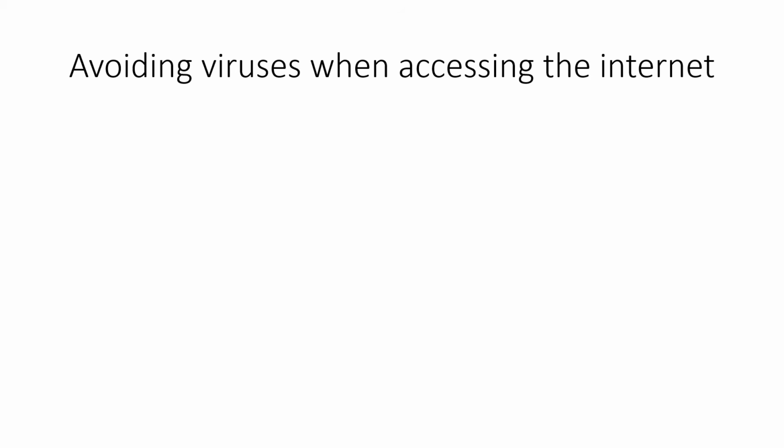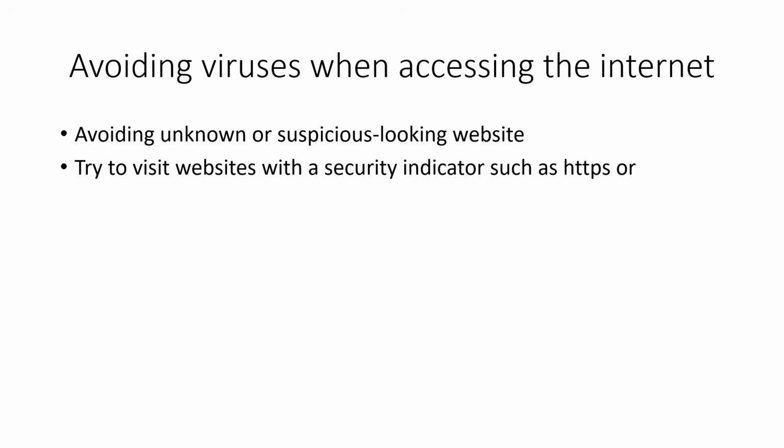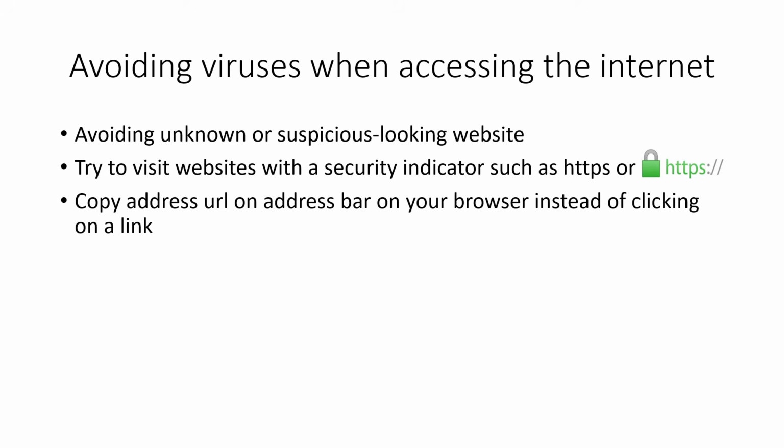Avoiding viruses when accessing the internet. Avoiding unknown or suspicious looking websites. Try to visit sites with security indicators such as HTTP. So without that HTTP, you don't click it because it's unsecure. Copy the URL on the address bar of your browser instead of clicking on the link.